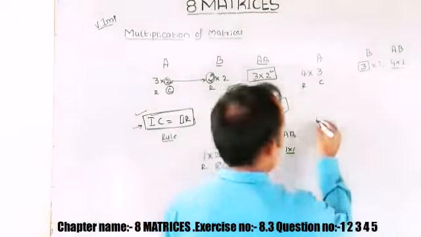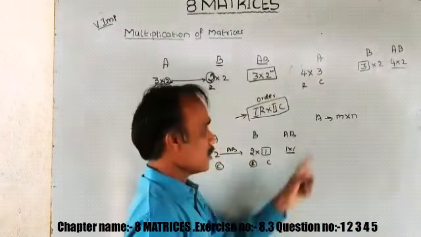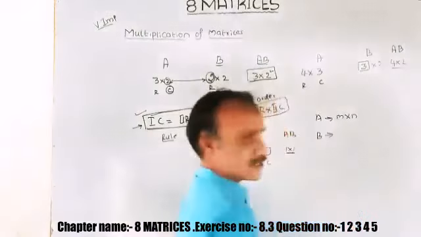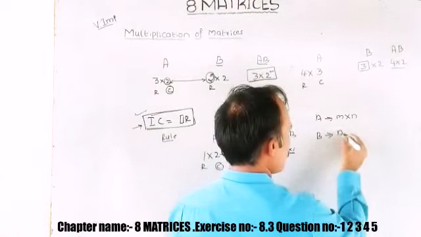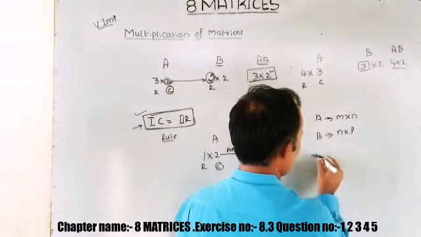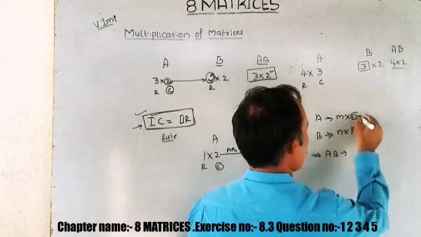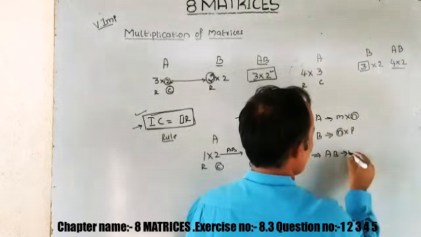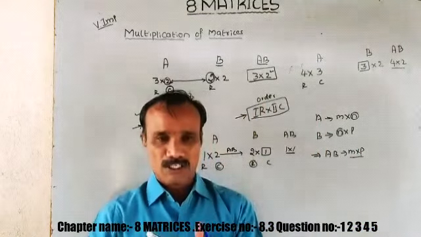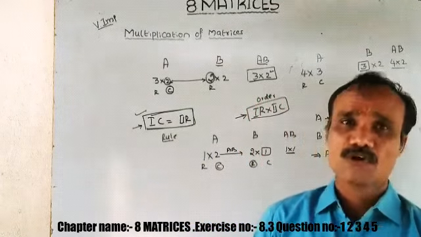Suppose A matrix is of the order M cross N, generally. Next, B matrix is of the order N, I told you, that's very important, N cross P, if you want to write here P. Therefore, since the number of columns is the same as the number of rows, the order of AB is given by M into P. Yes, this is the rule for multiplication of matrices.